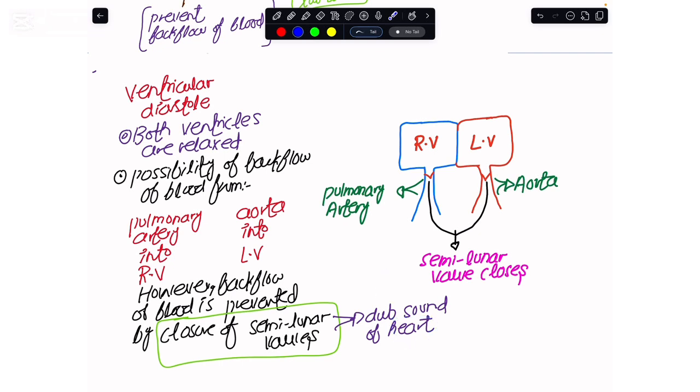So what you need to remember in terms of the description is that during the ventricular diastole, both ventricles relax at the same time. There is a possibility of the backflow of the blood from the pulmonary artery into the right ventricle and from the aorta into the left ventricle, but this is prevented by the closure of the semilunar valves. So this is how the heartbeat is controlled in the human body.